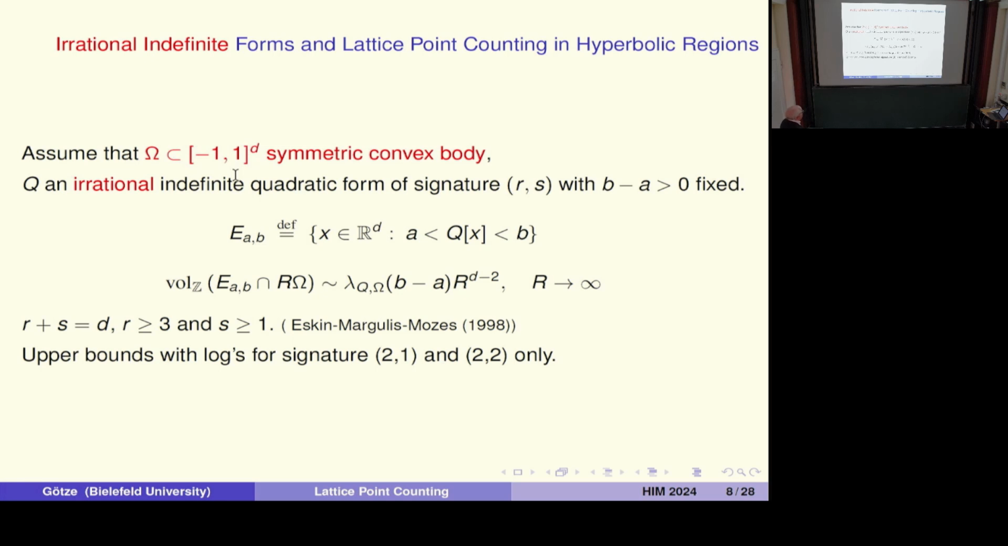And this works not only in dimension 5, but already in dimension 3 for signatures (2,1) and (3,1). That's the only one for an indefinite form. And (2,2) is in dimension 4.